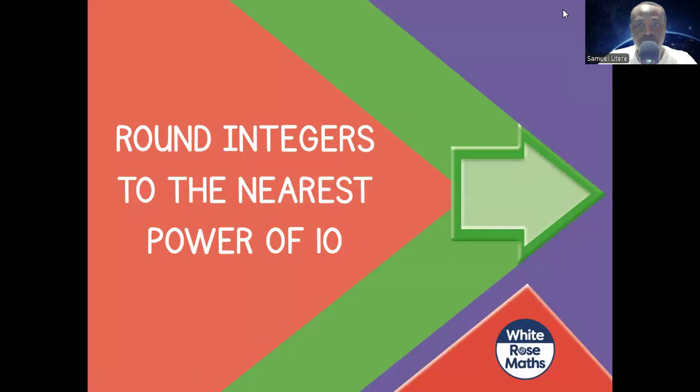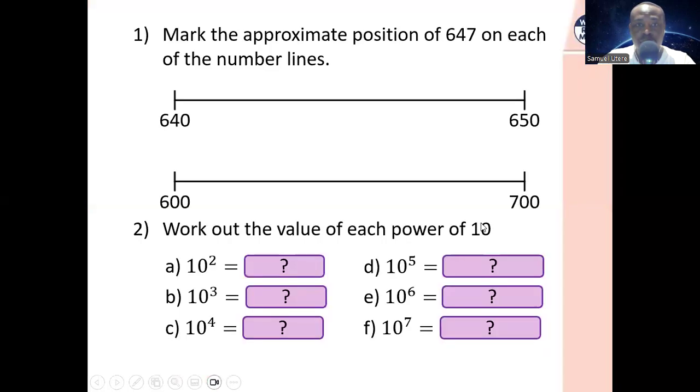So in your previous lesson, you learned how to place integers in the correct positions on a number line. In today's lesson, you're going to apply a little bit of that knowledge to round integers to the nearest power of 10. But before we start, I would like you to pause the video for 3 minutes and answer these retrieval practice questions. Assuming you've paused the video and you've worked hard on these questions, here are the answers. Let's discuss them.